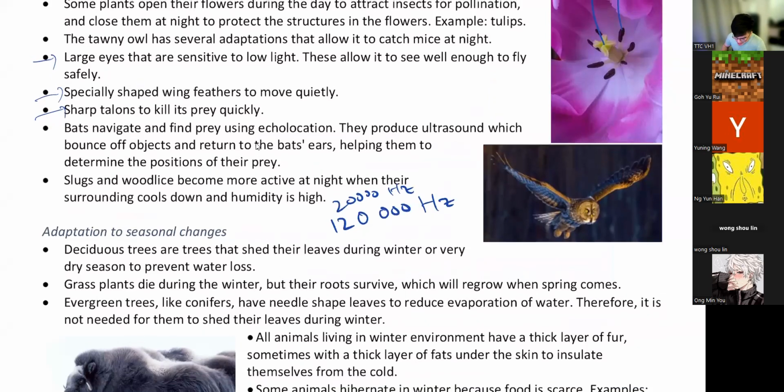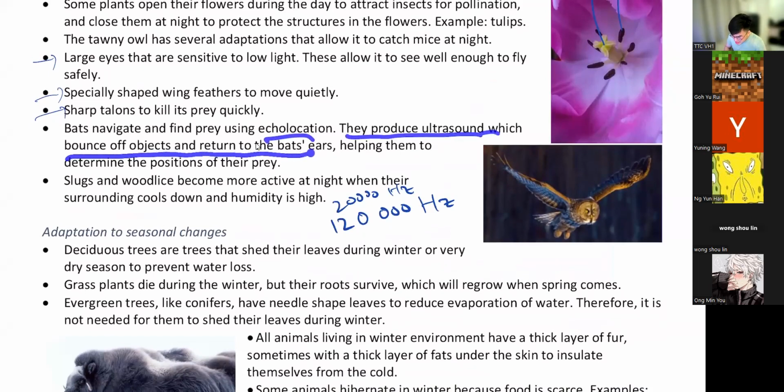Okay, so they navigate using echolocation. They produce ultrasound, which bounces off objects and returns to the bat's ears, helping them to determine the location of their prey. So guys, bats are actually good for you. They will pollinate things for you, and most bats will eat insects for you. Right? So bats, they're cool.